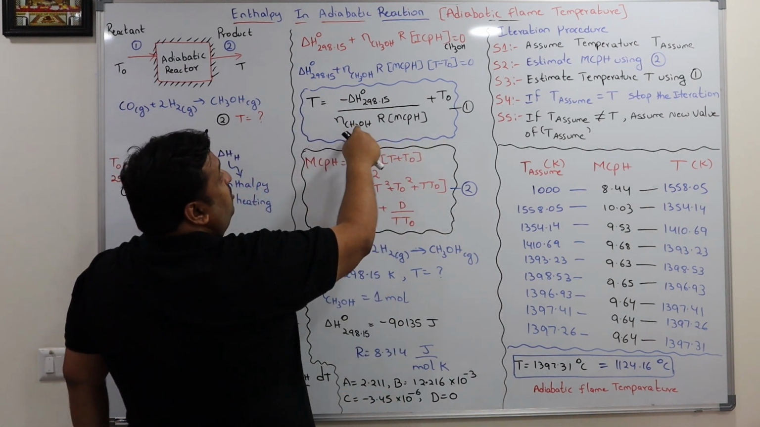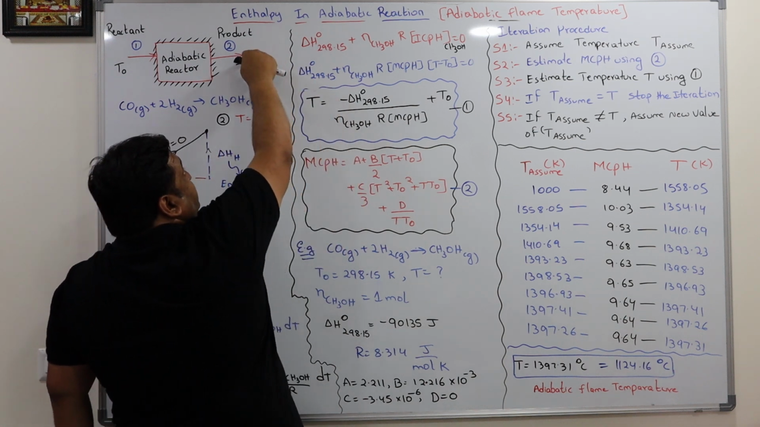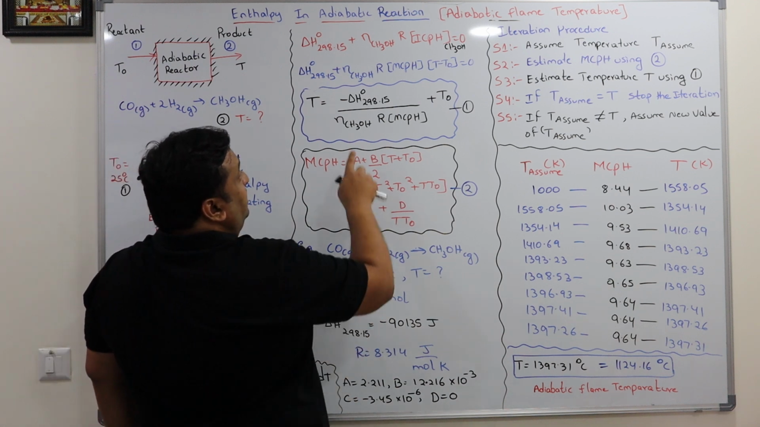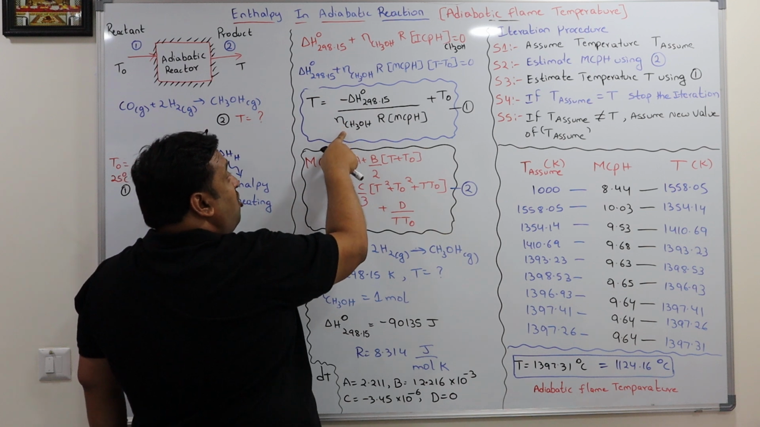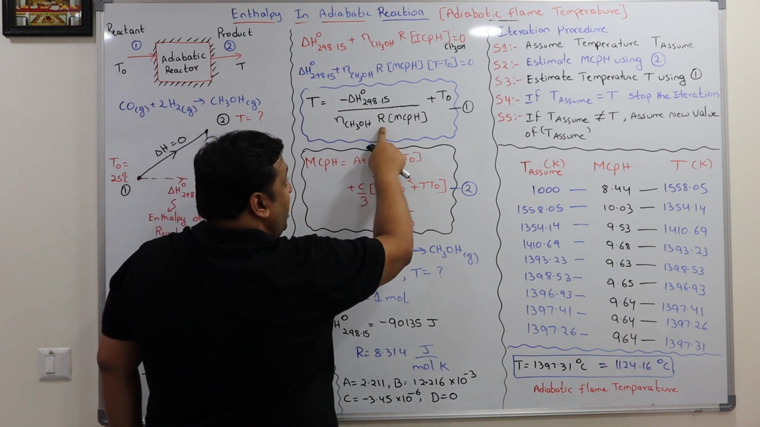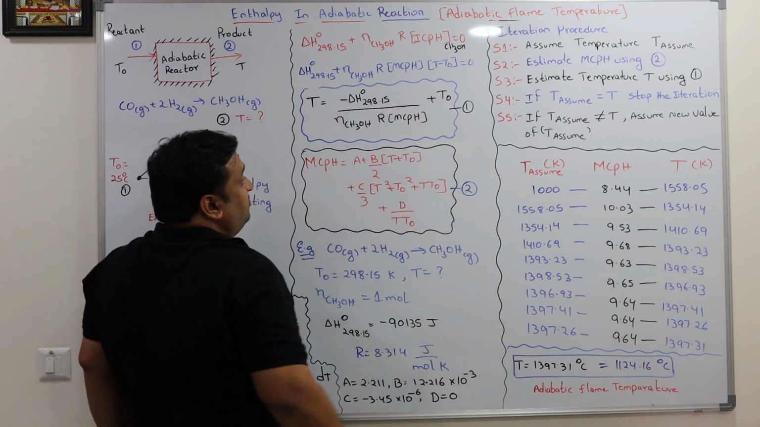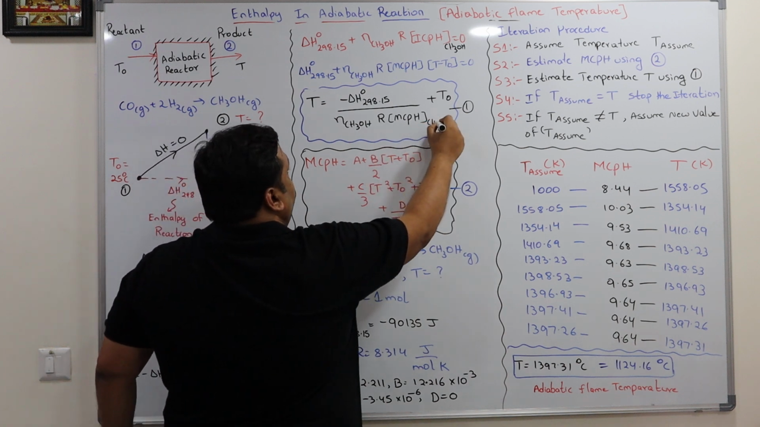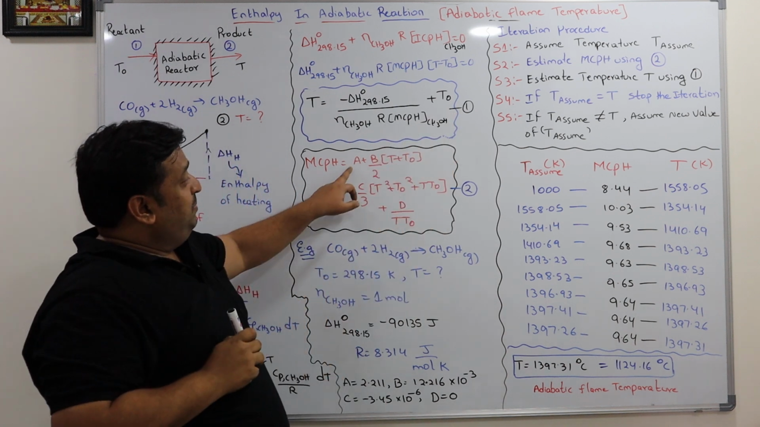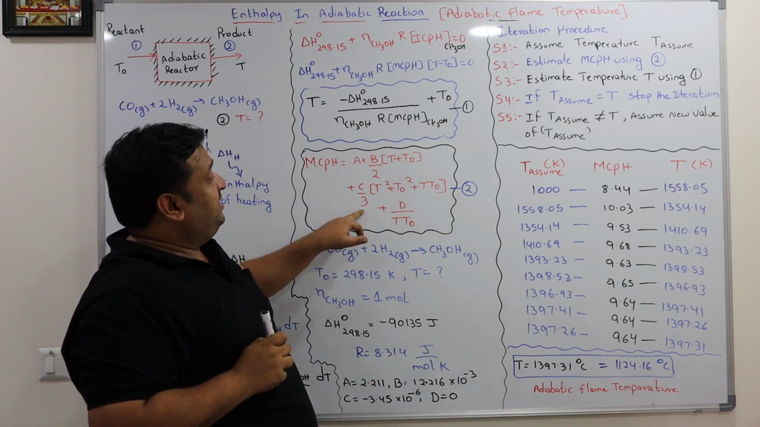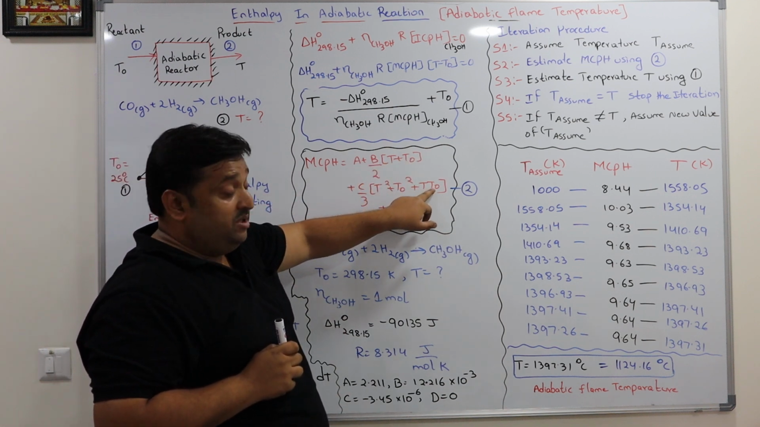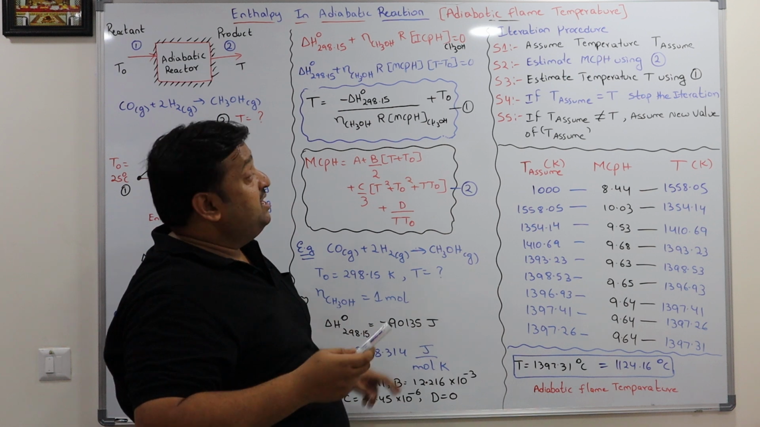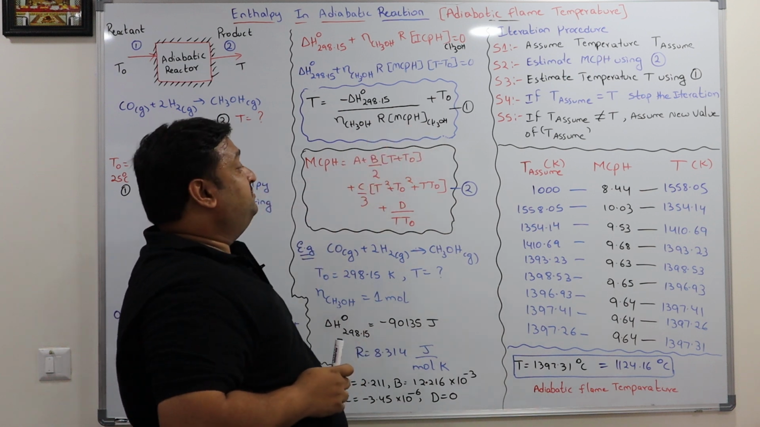Using this expression, you can find the exit temperature, that is, the maximum possible temperature in these adiabatic conditions. That means you should know the enthalpy of the reaction, how many moles of CH3OH are present, R, MCPH and T0. What is this MCPH of CH3OH? It is A plus B by 2 into T plus T0, plus C by 3 into T square plus T0 square plus T into T0, plus D by T into T0. A, B, C, D are the constants of CH3OH.